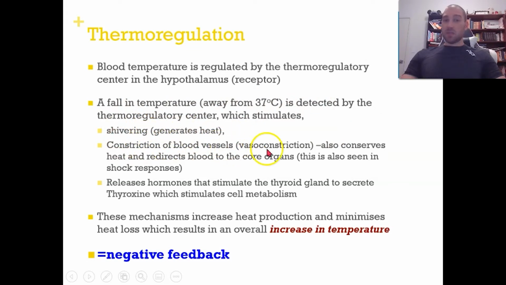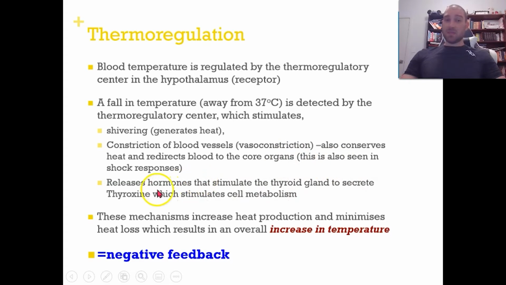Constriction of blood vessels, which is called vasoconstriction. This conserves heat because it directs blood away from the surface of your skin, where it's colder outside and you lose heat energy, and it redirects the blood to core organs. Things like your digestive system, your heart, your lungs, and so on. This is why if you go into shock, you get cold, because you're redirecting blood away from your skin to the inside, and that's why you feel cold.